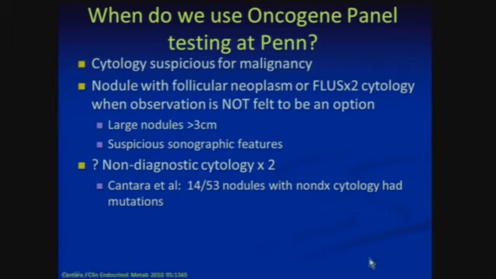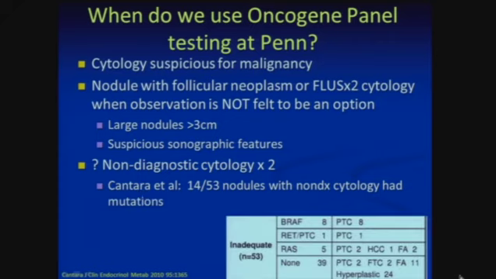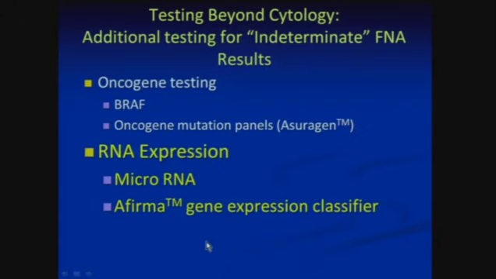Now, there is some work that has used this particular test in the non-diagnostic category, again noting that not all of these nodules are benign and up to 10% can be malignant. In a nice paper by Cantara, when they applied it to nodules that had indeterminate inadequate cytology, in essence, they were able to identify 12 cancers on the basis of positive oncogene panel testing.